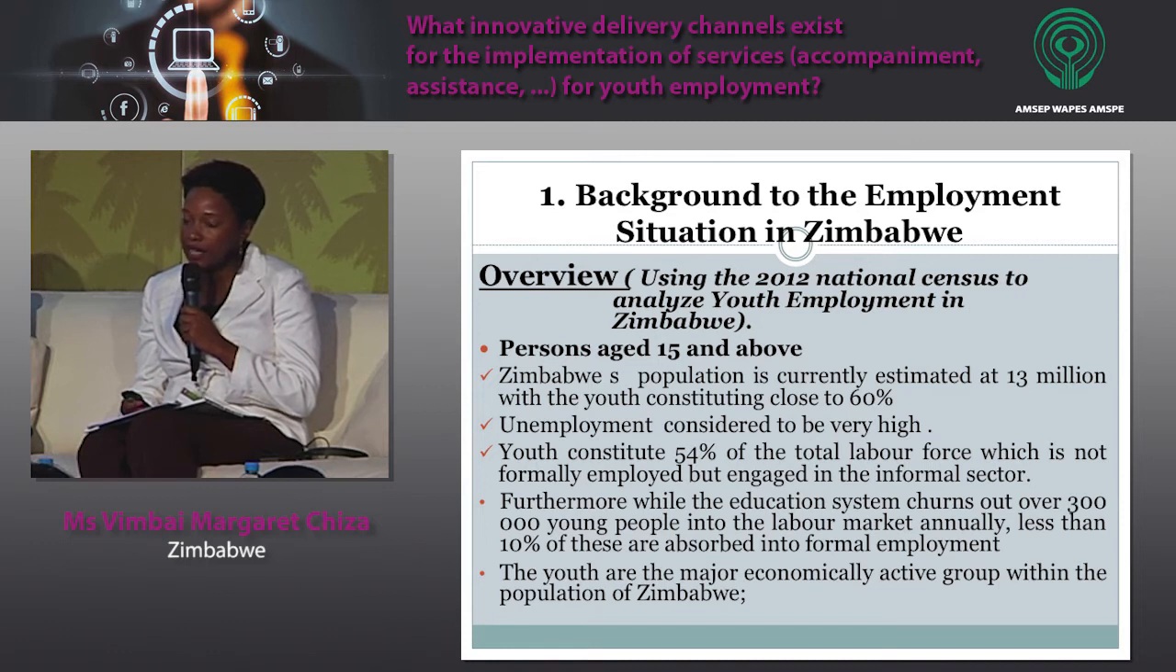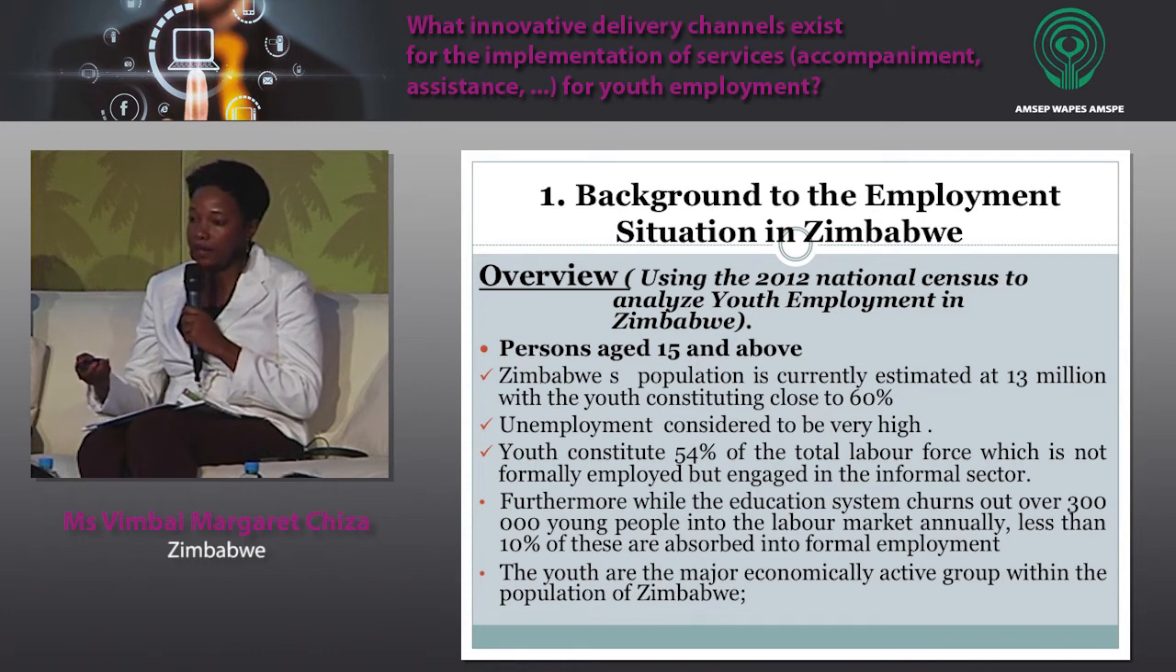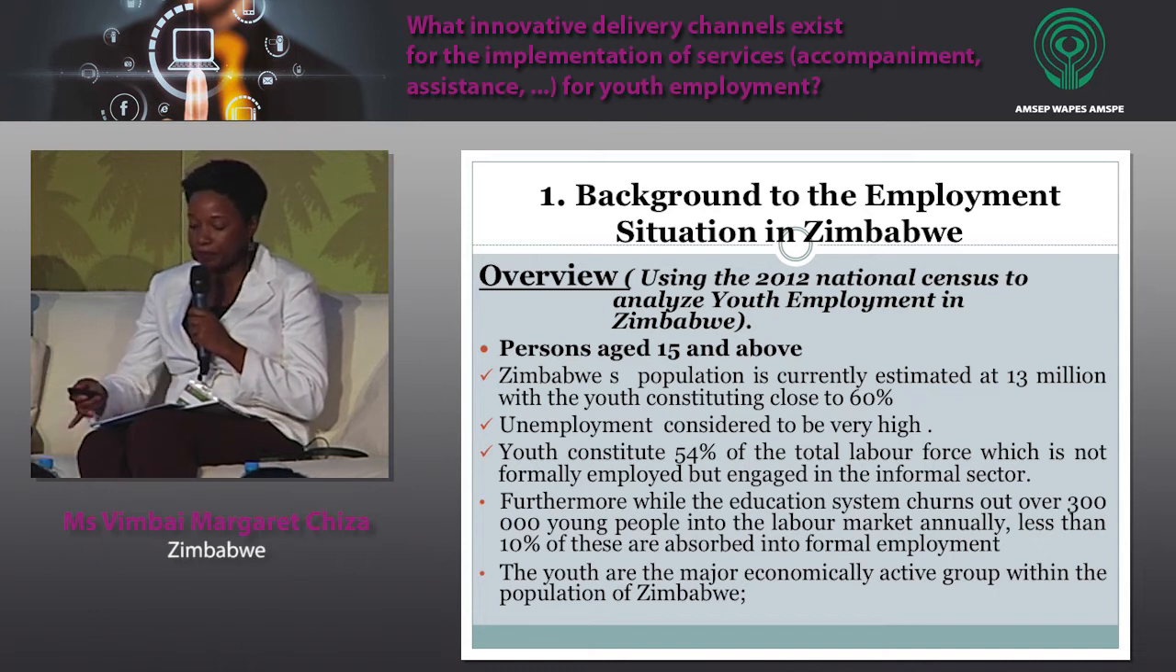The literacy rate in Zimbabwe is very high, with about 3,000 young people graduating, but only 10% are absorbed in the formal sector. And therefore, the youth are the major economically active group within the population of Zimbabwe.